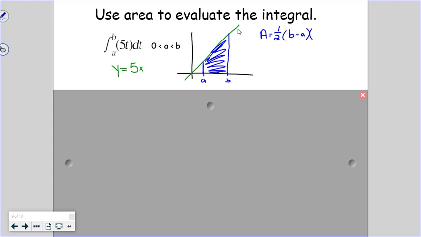Well, how am I supposed to figure out the length of this base? Remember? Plug it into the function, right? So if I plug b into the function, it's just 5b. This point up here is b comma 5b, which means this base is a length of 5b. Same thing on this end. That point is A comma, plug A into our function, and when I plug A into our function, it's 5A. So the length of this base is 5A. Order there does not matter, right?